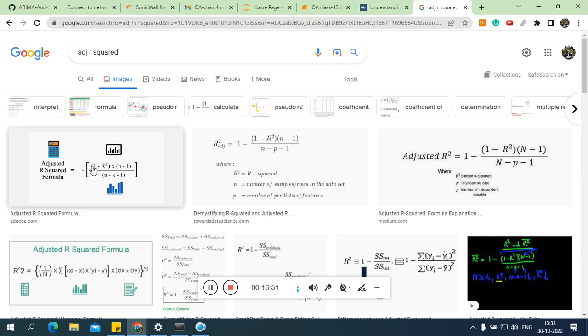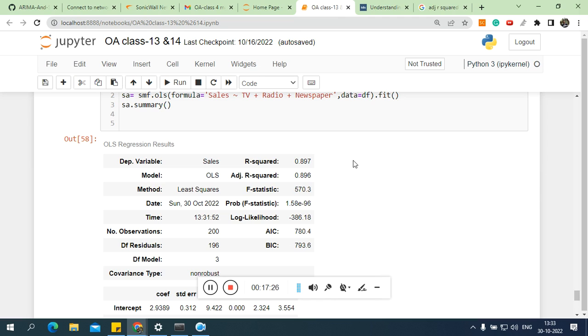So what is written here? 1 minus R square into n minus 1 over n minus k minus 1. So what is the n here? N is the number of rows and k means the number of predictor columns. You will consider independent and dependent both, but here you need to consider only the independent, and that is nothing but the k. So it is more accurate because it considers the number of rows, number of columns and the entire thing.